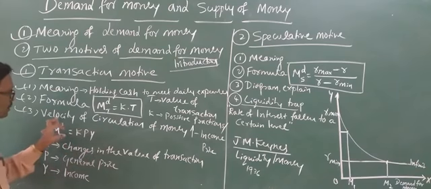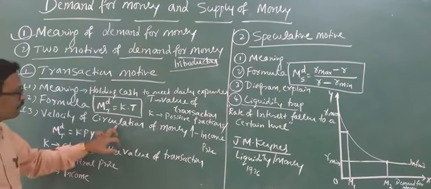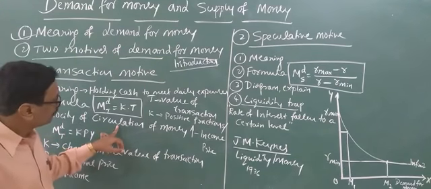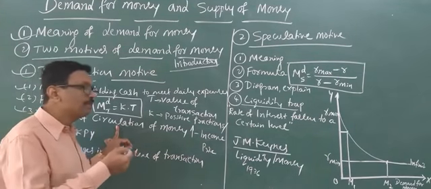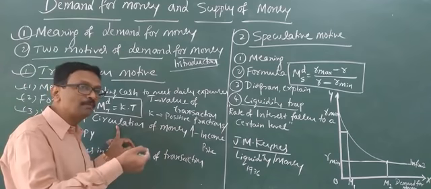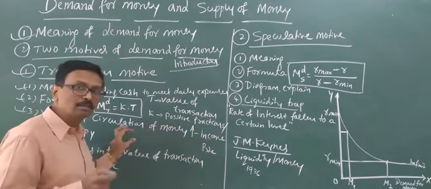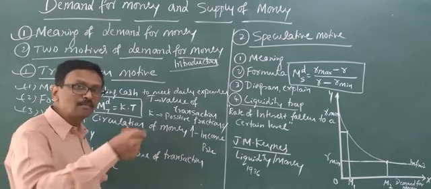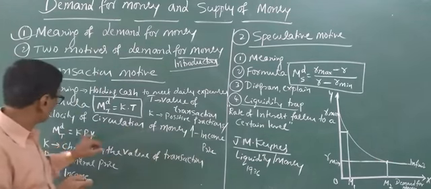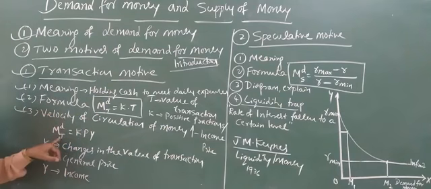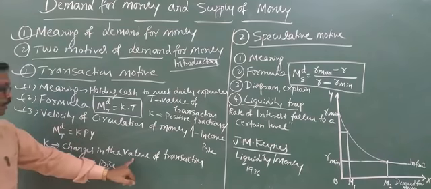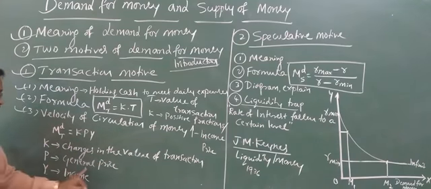Once again, the velocity of circulation is the flow of money. How does real cash flow from one hand to another? According to John Maynard Keynes, any one person's expenditure is the income of another person. That can be explained as M^d = kPY. Here k changes with the value of transactions, P is the general price level, and Y is the level of income.